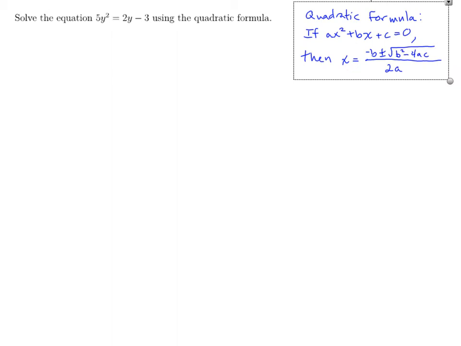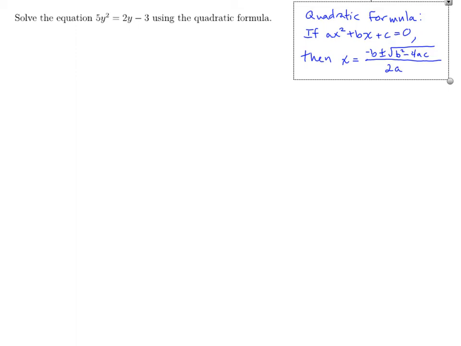On the page here, I've written down the quadratic formula, which states that if ax squared plus bx plus c equals 0, then x is equal to the opposite of b plus or minus the square root of the quantity b squared minus 4ac, all over 2a. We're asked to solve the equation 5y squared equal to 2y minus 3.